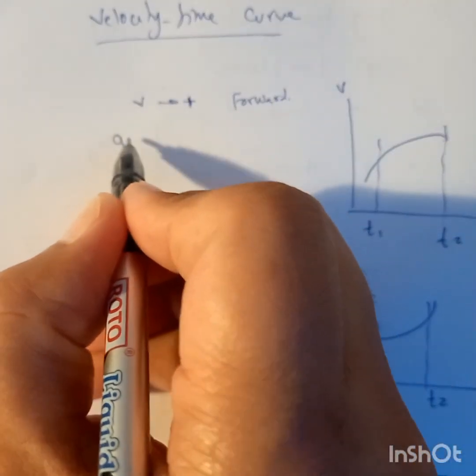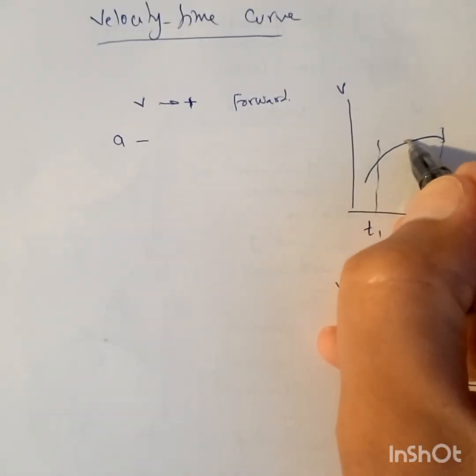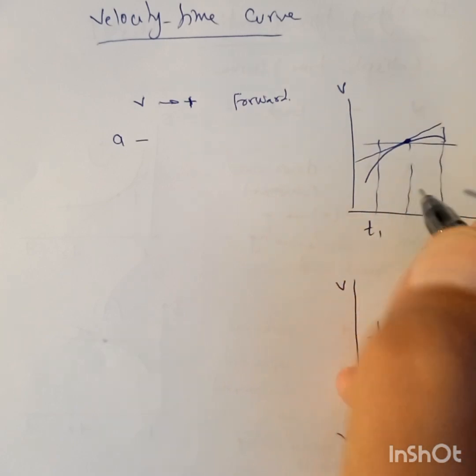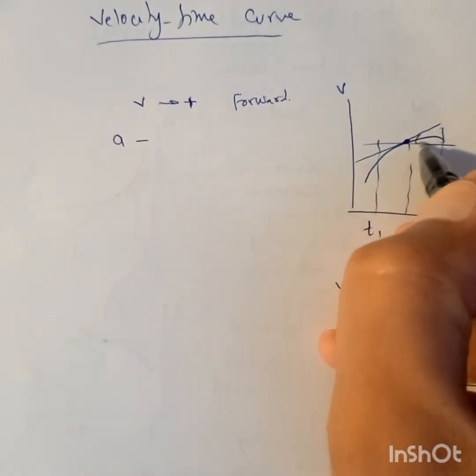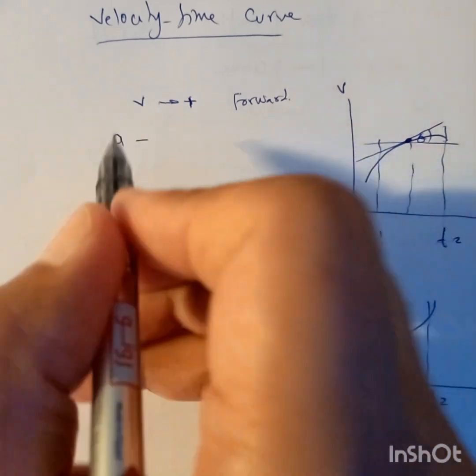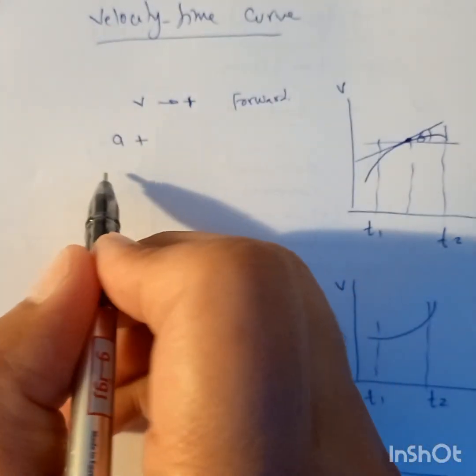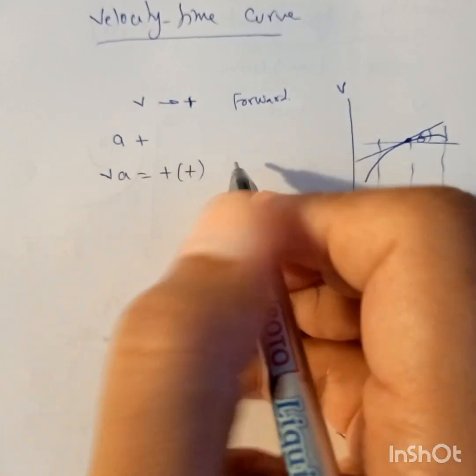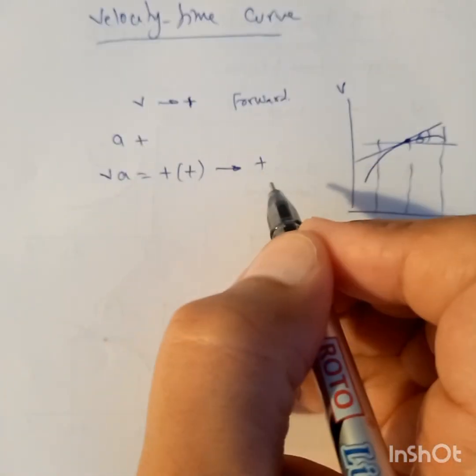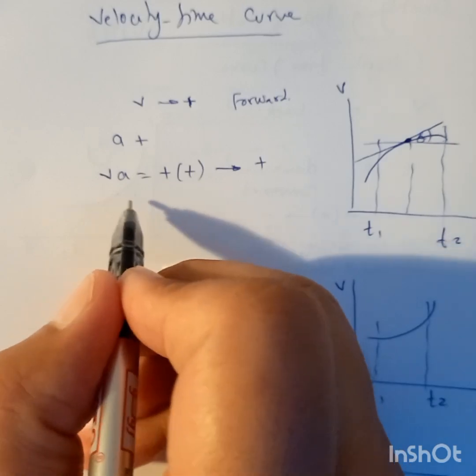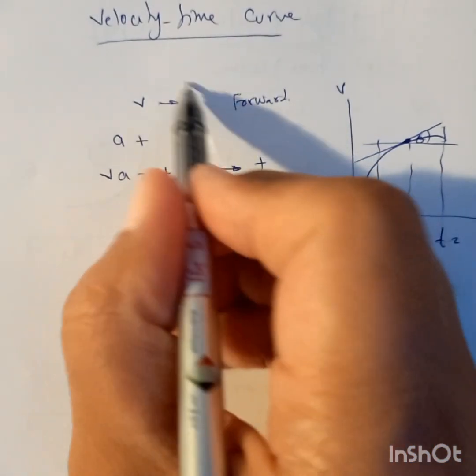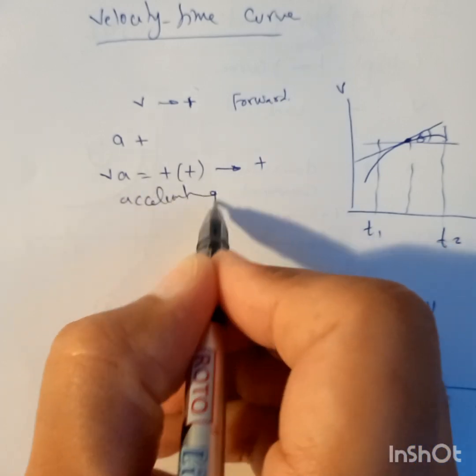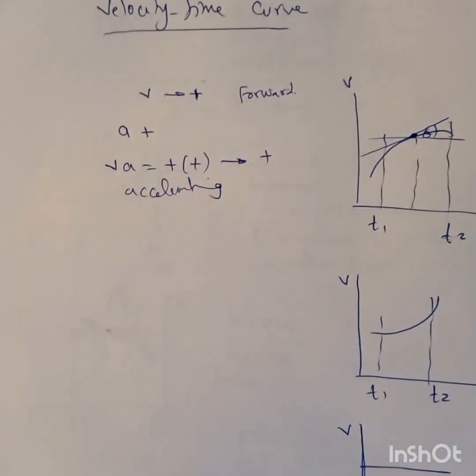motion. For acceleration here, if we find the slope of the tangent at this instant, for example between t1 and t2, here we have an acute angle, then acceleration here is positive. By multiplying v and a we find plus multiplied by plus, then we have a plus result. Then here the body moves in forward direction according to the velocity sign, and the motion is accelerating according to the va sign.